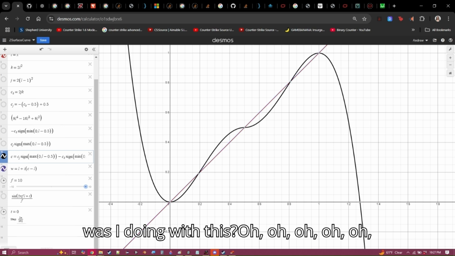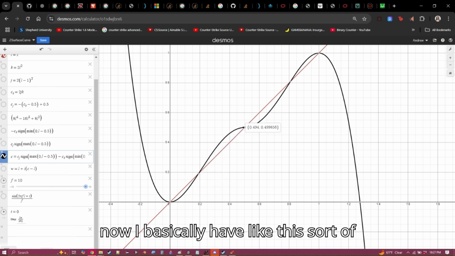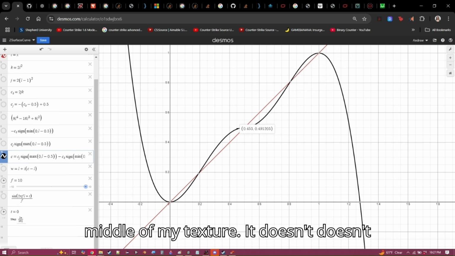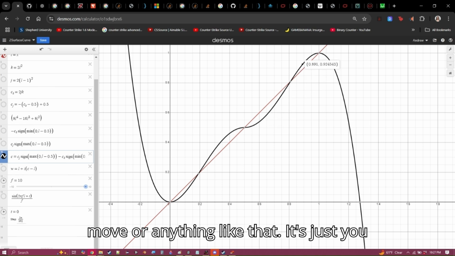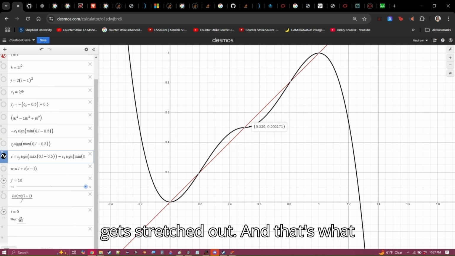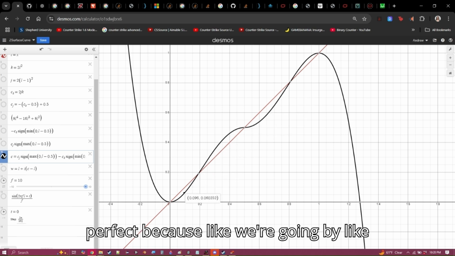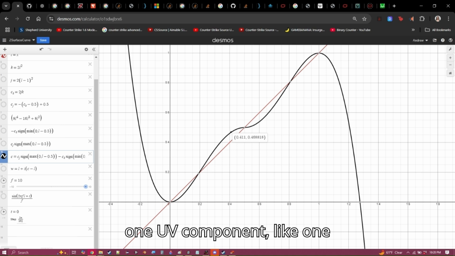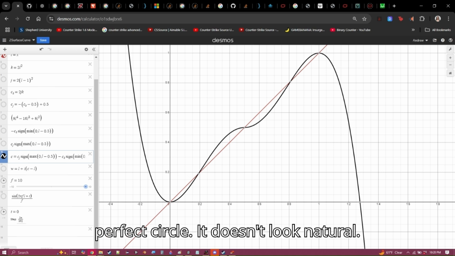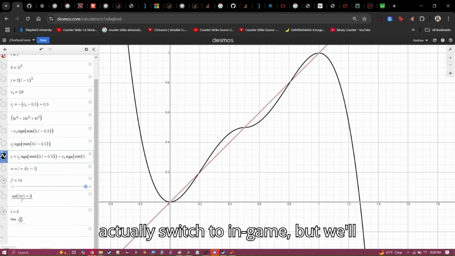What was I doing with this? Oh yeah. After I have the curve, I basically have this sort of static bulge in the middle of my texture. It doesn't move or anything like that. You can see that as the texture gets closer to the middle, it gets stretched out, and that's what I wanted. It doesn't look perfect, because we're going by one UV component, one dimension at a time, so the stretchiness isn't a perfect circle. It doesn't look natural. It's kind of squarish, if that makes sense. It might make sense once I actually switch to in-game, but we'll see.